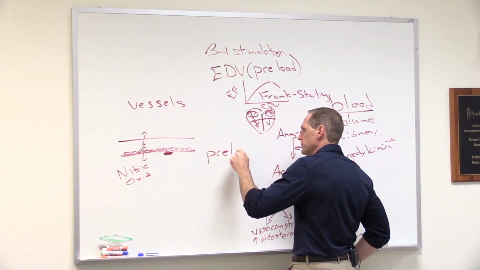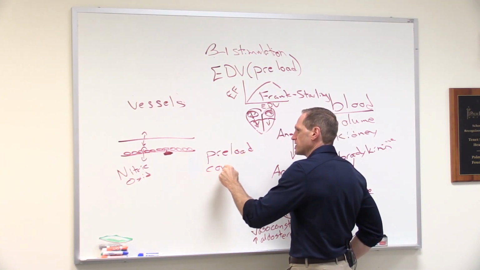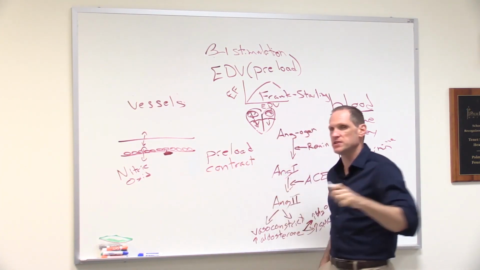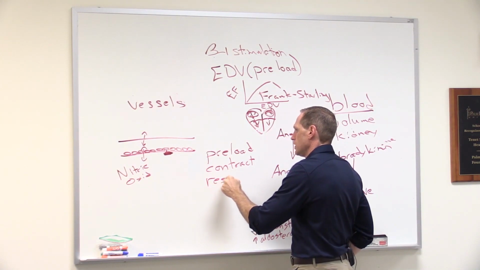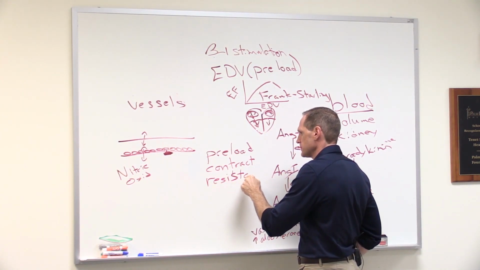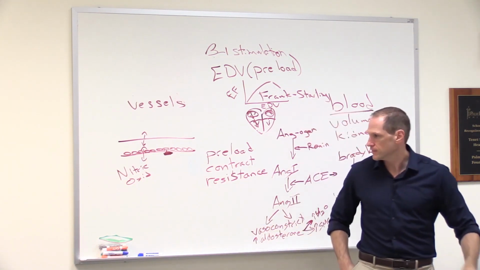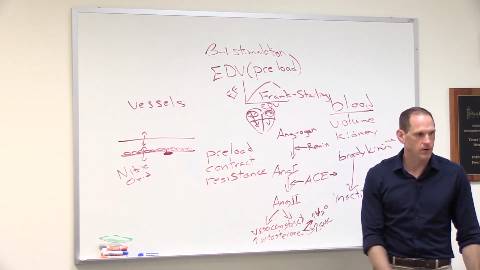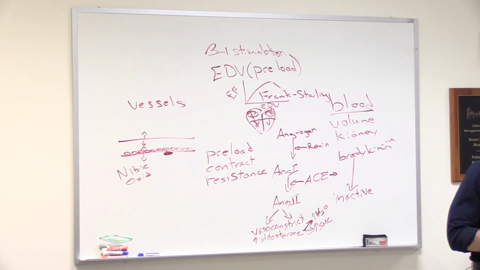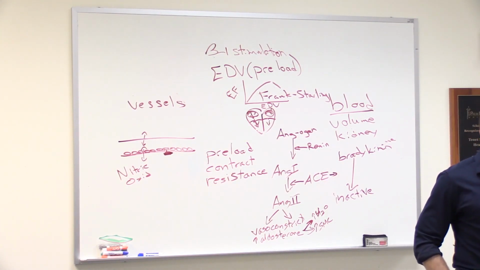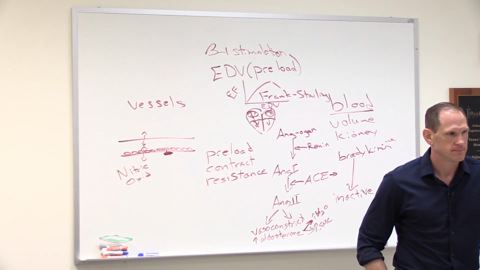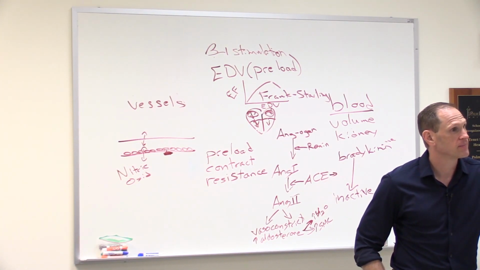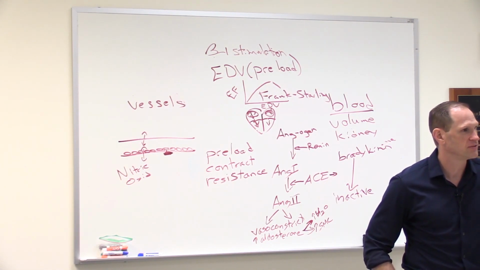the end diastolic volume, the preload. Second, the contractility, which is trying to squeeze it out. And then third is the resistance. What is causing the resistance? The valves. Okay, which valves? The semilunar valves? What are those 2 semilunar valves called? The aortic and pulmonic valves.